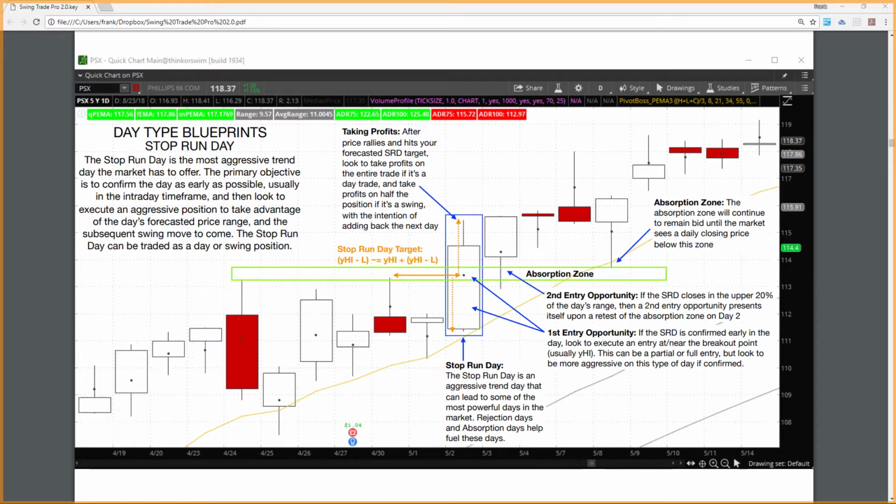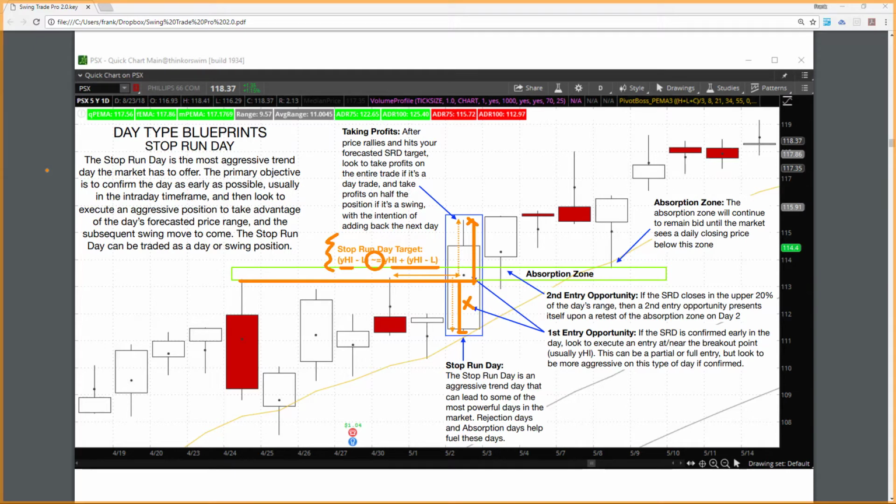And so in this case, if you take these highs this way, and you take that low and take that measurement, you take that measurement and forecast it higher, and you get that point right there. Right? That's about what you would get. And so again, anytime you're looking at a stop run day target, you can take the previous high to the low, and it's going to give you about a measurement that takes you from the previous high above.